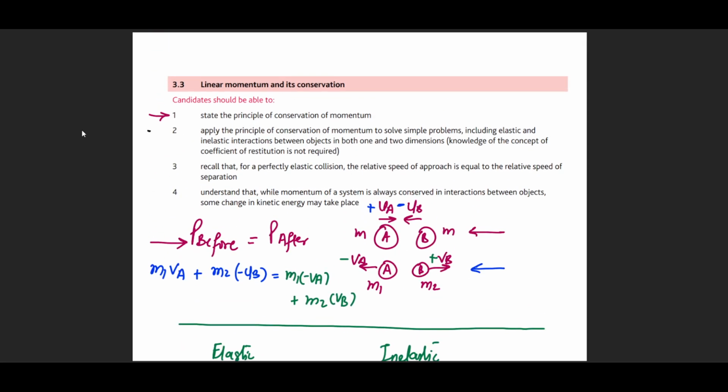Okay, so we have also looked at point number 2. Point number 3 is the relative speed of approach. We'll get to that later. And the fourth point is about the change in kinetic energy. So let's look at point number 3.